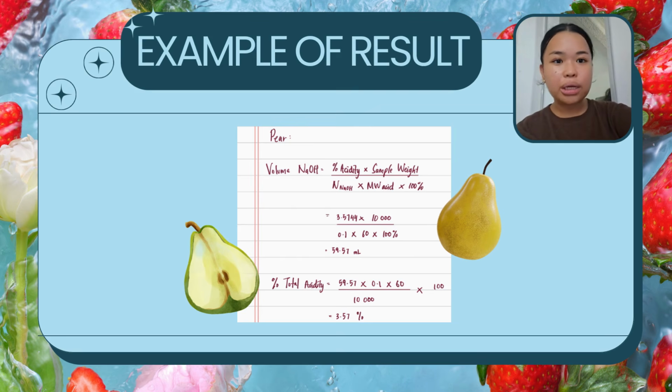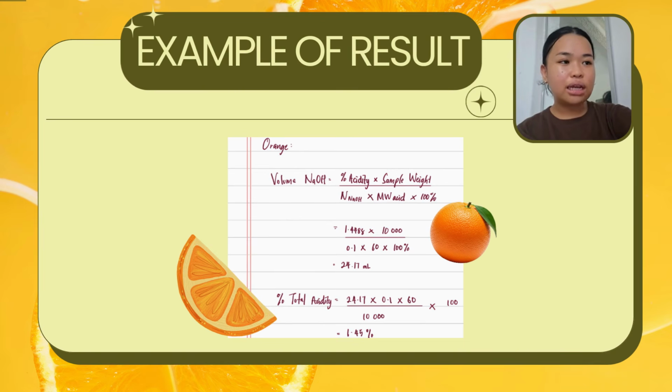Also the same, just like pineapple and apple, the pear is calculated by finding the volume of sodium hydroxide first. So we will use the average of pear, which is 3.5744 times 10,000 divided by 0.1 times 60 times 100, and we will get 59.57 milliliters. And the percentage total acidity is 59.57 times 0.1 times 60 divided by 10,000 and times 100. We will get 3.57%. And the last fruit vinegar, which is orange, has exactly the same calculation.